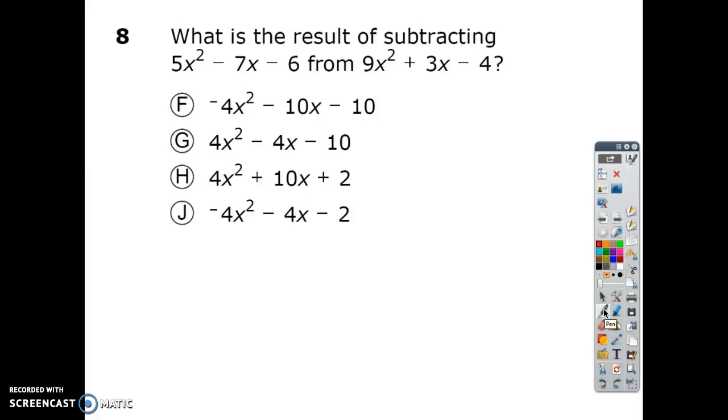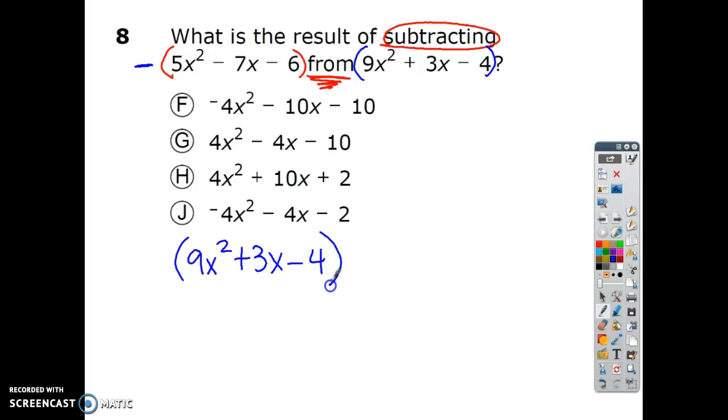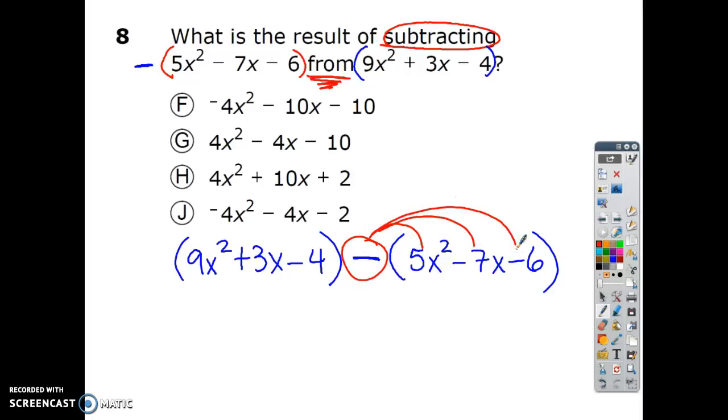Okay, so for problem number 8, the difference between this one and the last one is that now it tells you that you are subtracting this from this. So which one is going to go first? This one right here, 9x squared plus 3x minus 4 minus 5x squared minus 7x minus 6, because it says that you're taking it away from this one right here. So when you write it, you're writing down 9x squared plus 3x minus 4 first, minus, because you're taking it away from that, 5x squared minus 7x minus 6. And you still have to distribute the negative. So go ahead and finish that one up.